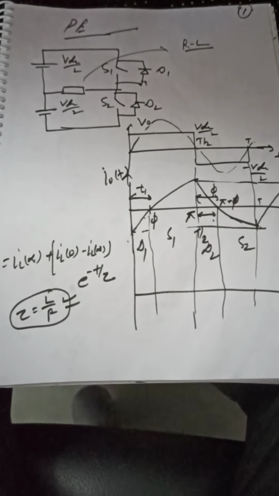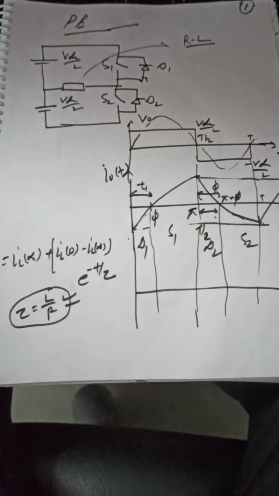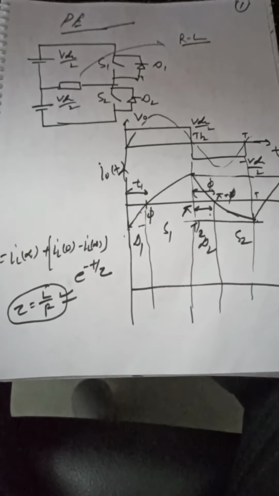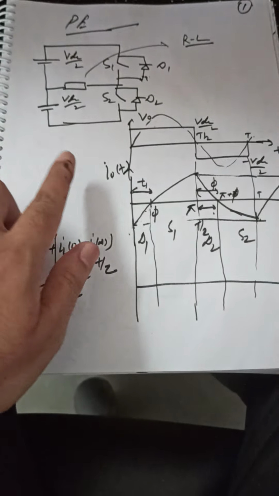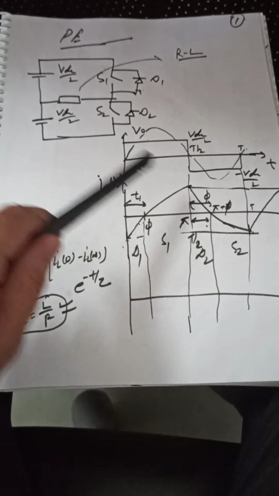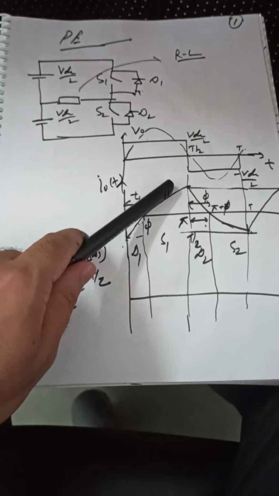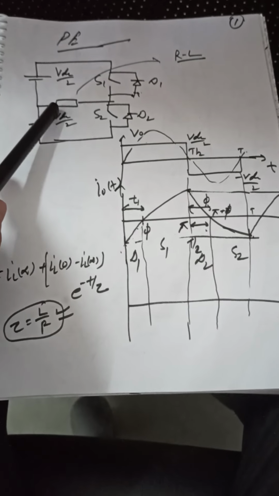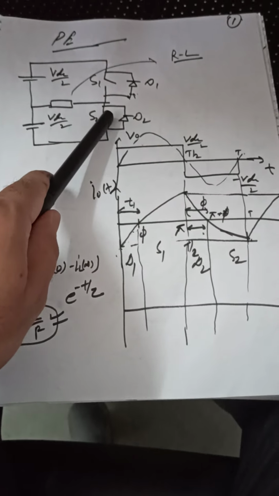The voltage waveform had become minus Vdc/2. So now look at this. The voltage is negative, the voltage is negative, the current is positive.